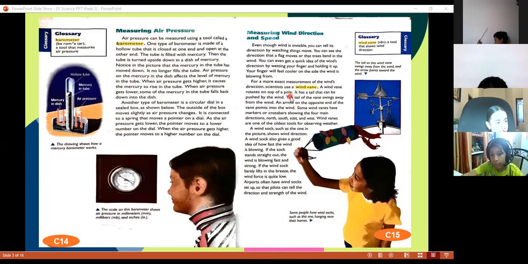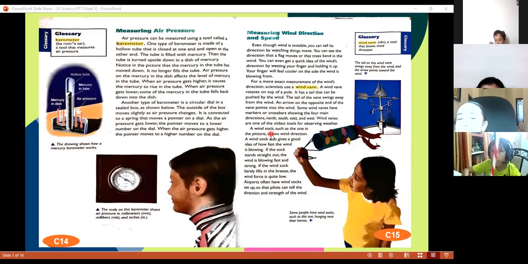A wind vane rotates on top of a pole. It has a tail that can be pushed by the wind. The tail of the vane swings away from the wind. An arrow on the opposite end of the vane points into the wind. Some wind vanes have markers or crossbars showing the four main directions: north, south, east, and west. Wind vanes are one of the oldest tools for observing weather.